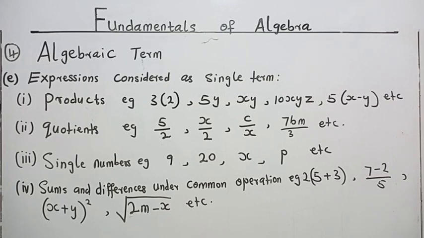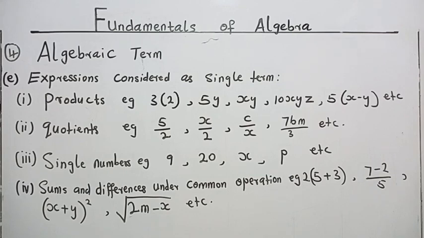Next, number 2 is quotients. The quotient is an answer we get after division. Look at it, 5 divided by 2. Right, I just a short while ago told you why quotients should be considered as single terms. The next are x over 2, c over x, 7bm over 3, and such like expressions. All the quotients of all kinds are to be considered as single terms.